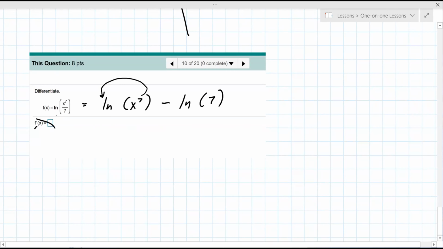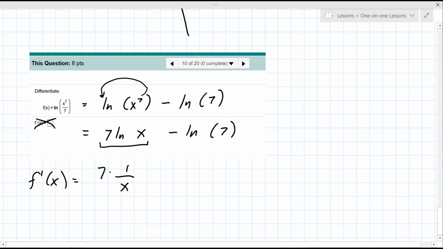Okay, so we're not doing any derivative yet. This is 7 natural log of x minus natural log of 7. Now, what's the derivative of this? Well, it's 7 times the derivative of natural log of x, which is 1 over x. And then the other stays. Well, this is a number. What's the derivative of a number? 0. Yep. So this derivative is 7 over x, which the other one does reduce to.